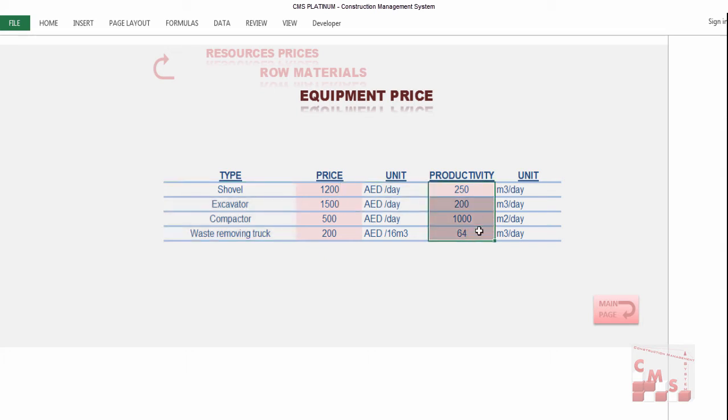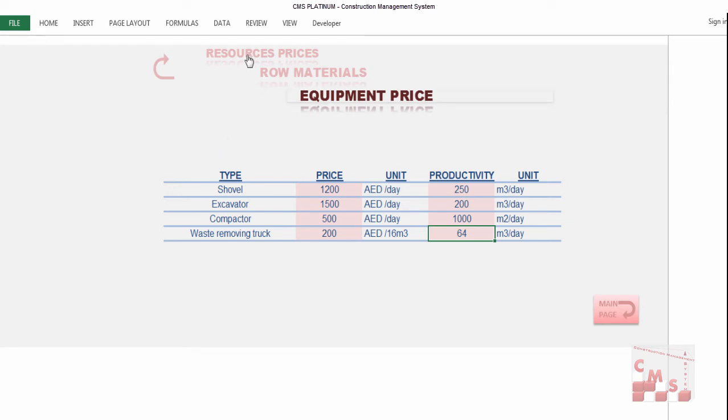This productivity is the common one. You can also use it initially in your cost estimation, but if you have another productivity according to your soil condition, you can add it directly. That's what is required from your side for the equipment data.